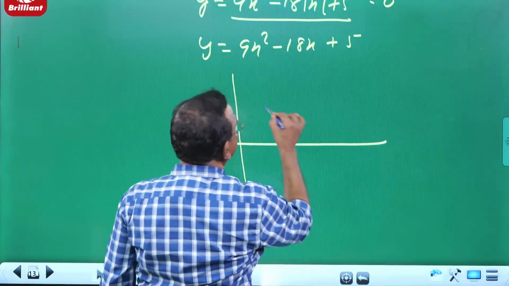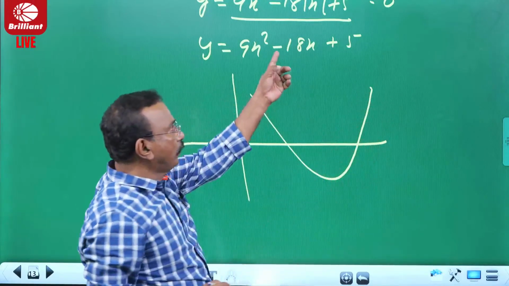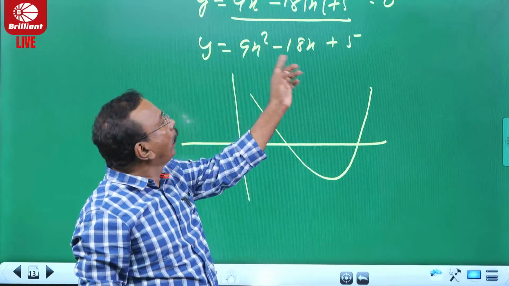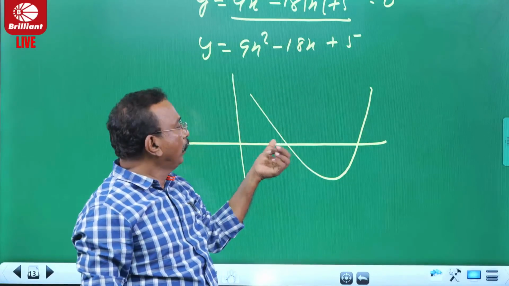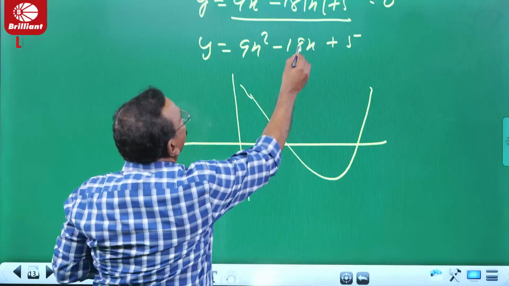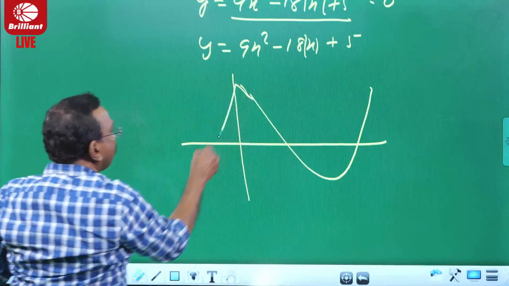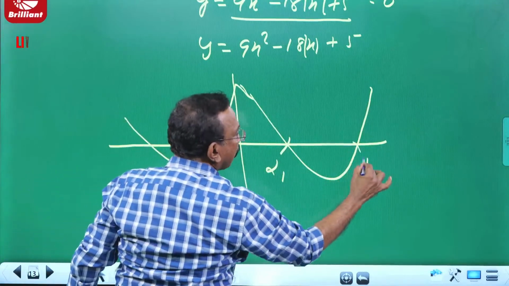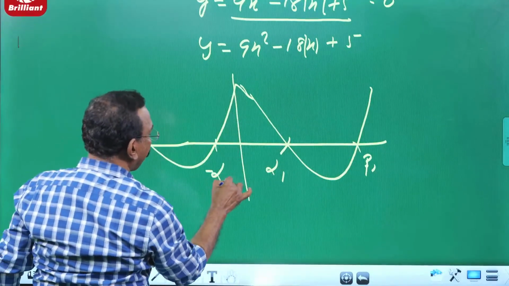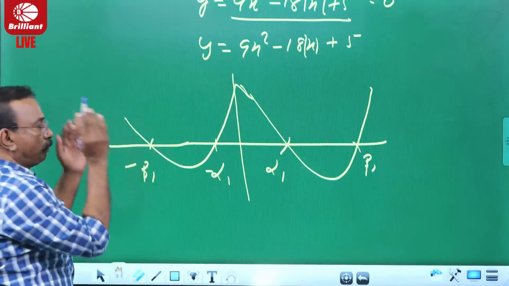Because of the roots, the sum is positive and the product is positive. Both roots, if they exist, are positive. So while we apply the modulus sign, it will take the reflection like this. If the roots are alpha 1 and beta 1, then here it is minus alpha 1 and minus beta 1, as per the condition.